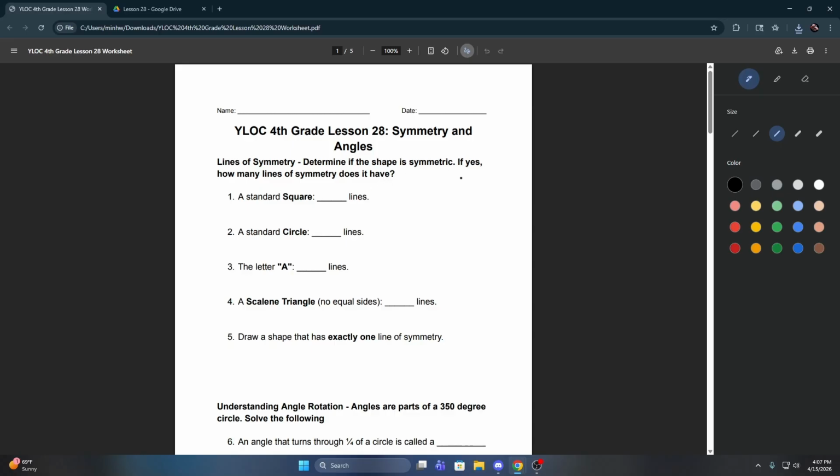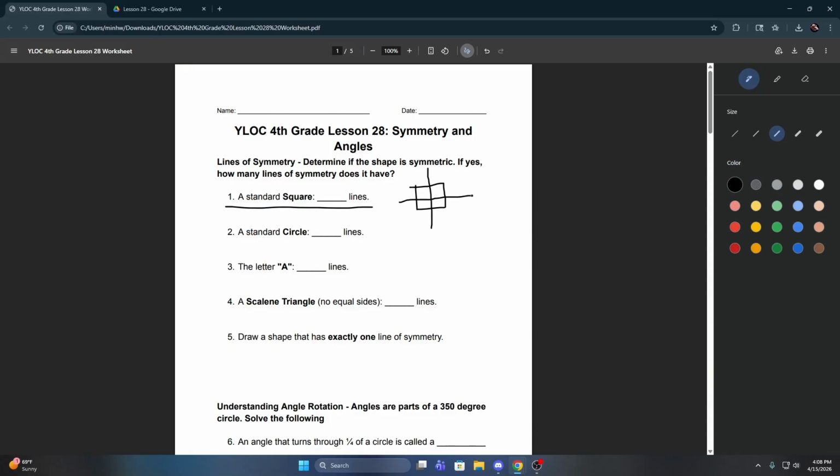Now, a line of symmetry is where you have a shape, and if you were to use that line to cut that shape, both of the sides that you created would be equal to each other, or the exact same. So, let's try it out. A standard square. How many lines of symmetry does a square have? We can think of some of the obvious ones, right? Right down the middle, it's going to give us two equal halves, so that's one line.